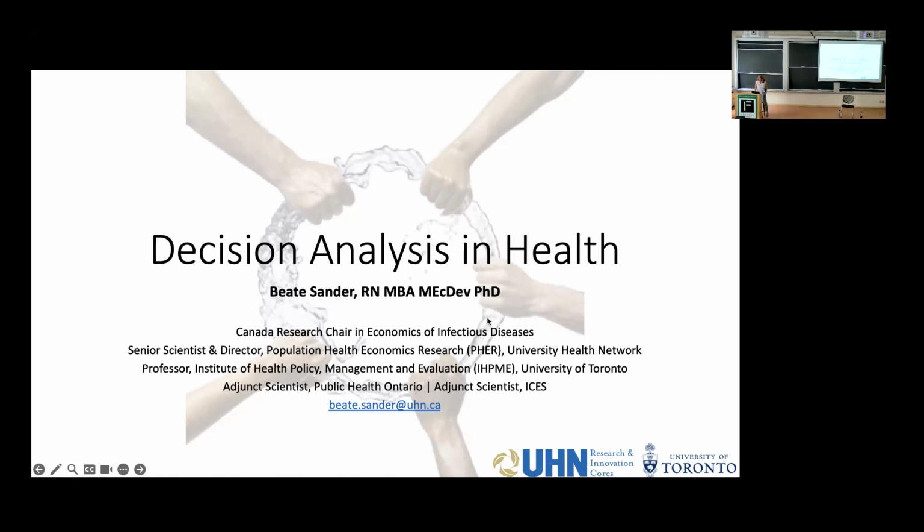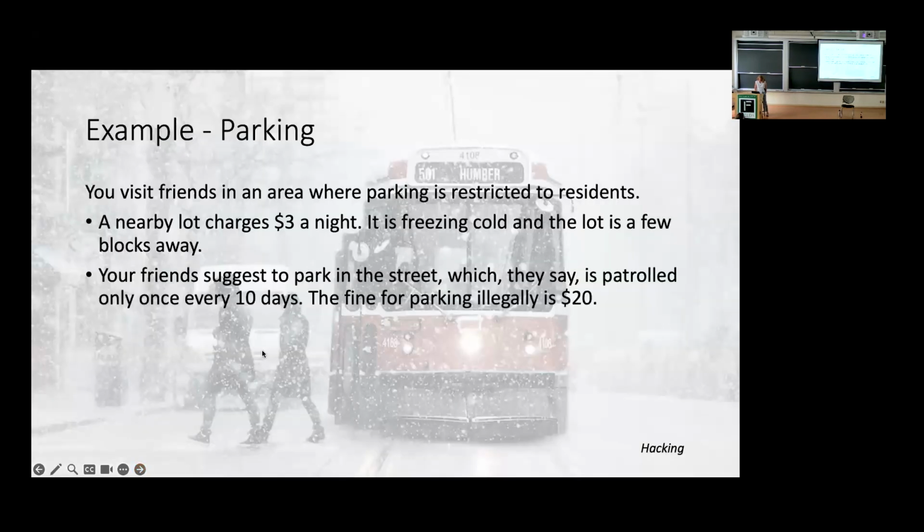All right, so let's get started with something totally non-clinical. One example about a decision. You visit a friend in an area where parking is restricted to residents only. A nearby lot charges $3 a night. It's freezing cold, 30-something degrees outside. It's really, really cold, Toronto winter, and the lot is a few blocks away. Your friends suggest to park in the street, which they say they just come around and check only once every 10 days. And the fine for parking illegally is $20.